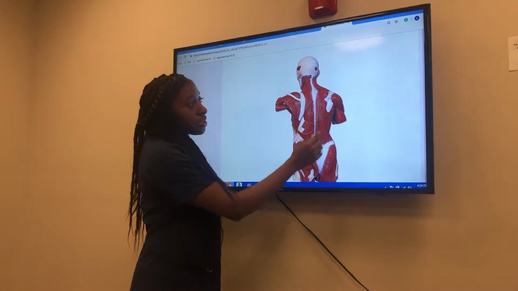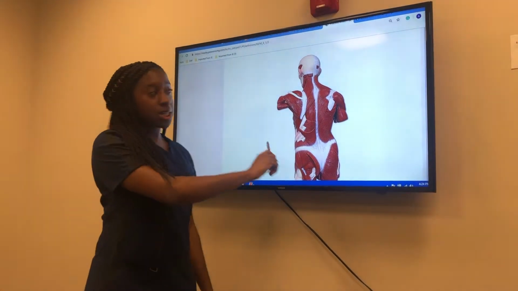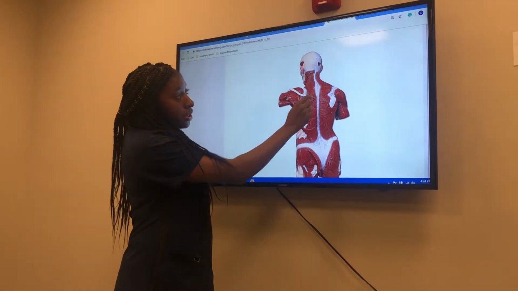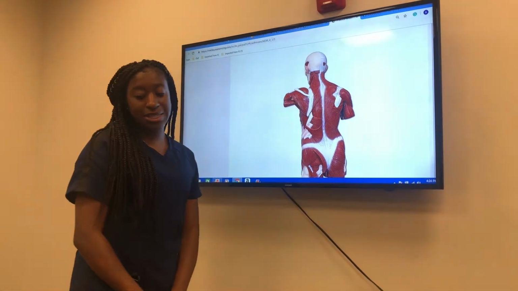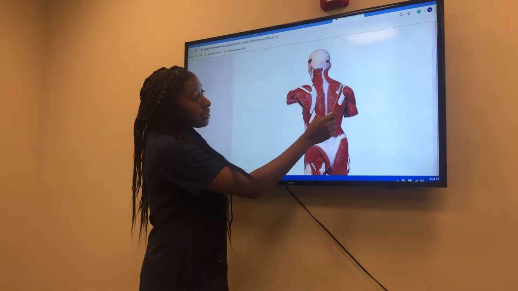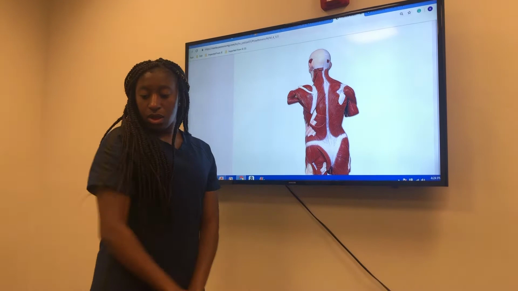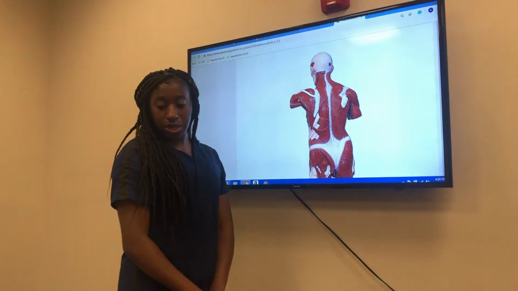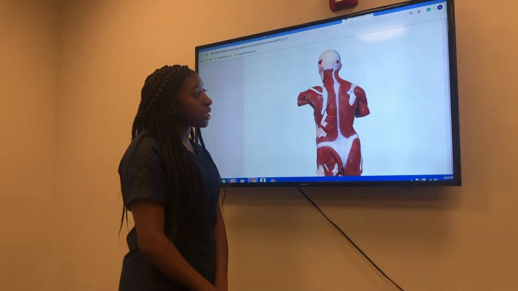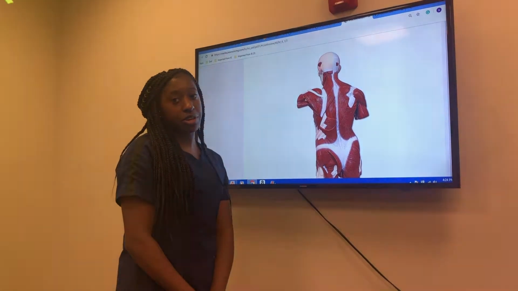This muscle here is the trapezius. The origin is the occipital bone, which is here. The insertion is the spine and the acromion process of the scapula. The action, it stabilizes, raises, and rotates the scapula, and the nerve is the accessory nerve.